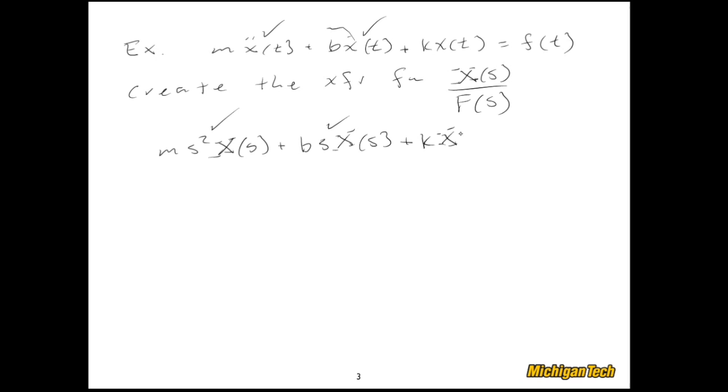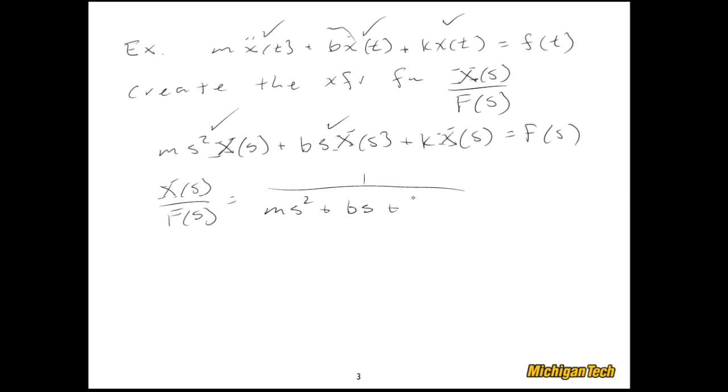Then we have that, and we have this. And now all I have to do is do a little bit of algebra and solve for capital X of s over F of s. And I'll get 1 over ms squared plus bs plus k. Done. That's it. So there's a nice, pretty simple example of generating a transfer function from a differential equation.